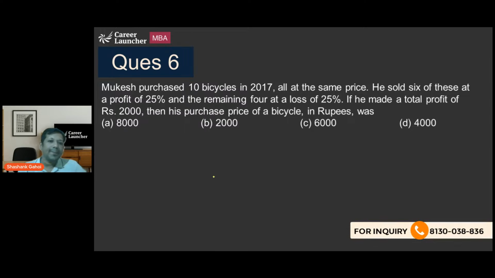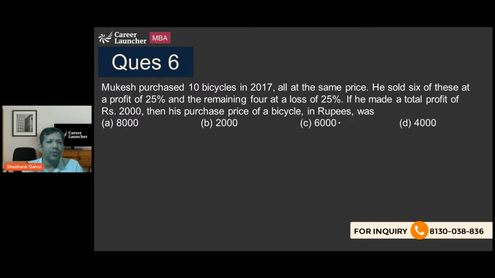Now in this question, let's read it. Mukesh purchased 10 bicycles in 2017 at the same price. He sold 6 of these at a profit of 20% and the remaining at a loss of 25%. He made a total profit of 2000. Generally, what do we do if these values are in the options?